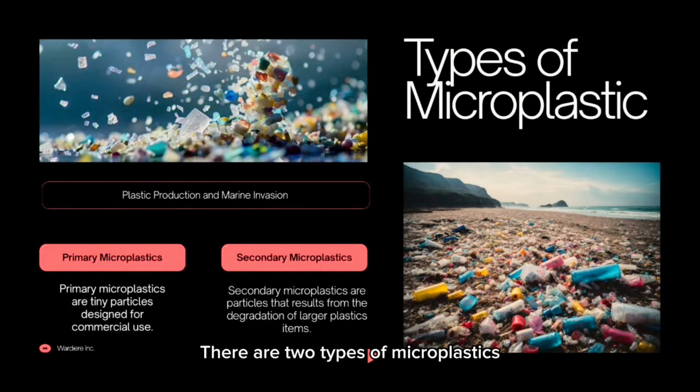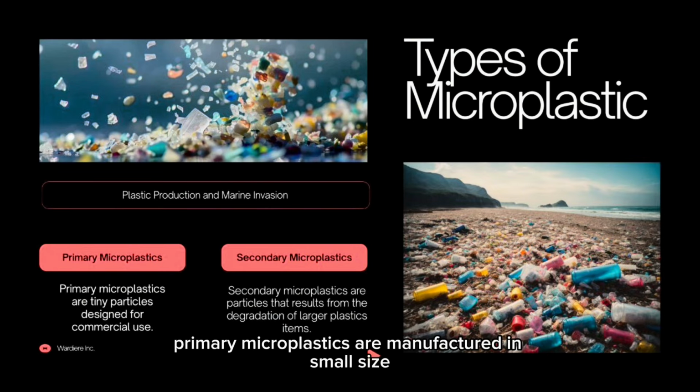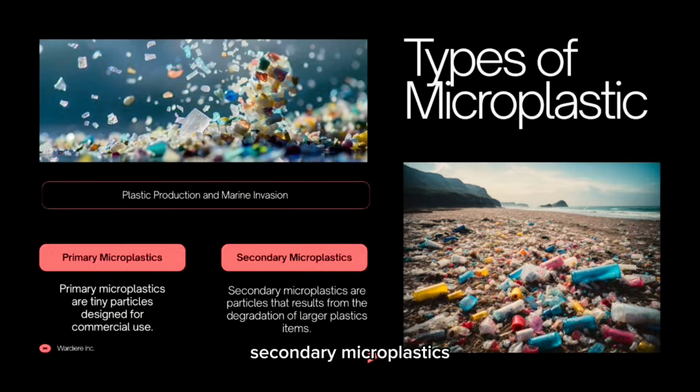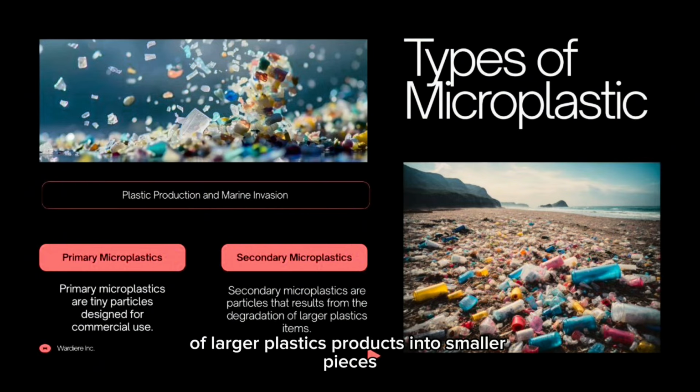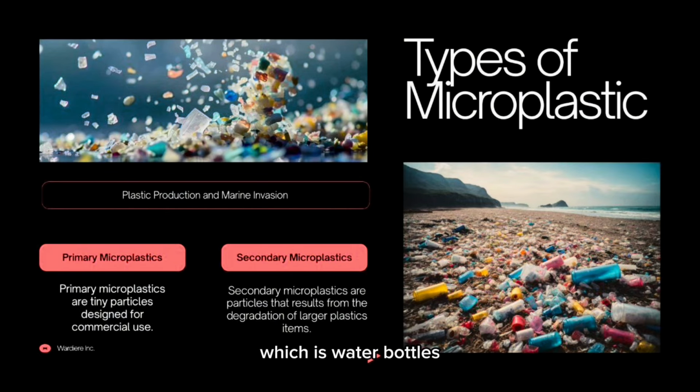There are two types of microplastics. The first one is primary microplastics. Primary microplastics are manufactured in small size, such as those from cosmetics and personal care products. The second one is secondary microplastics. Secondary microplastics are generated through the physical, chemical and biological breakdown of larger plastic products into smaller pieces, such as water bottles, plastic bags, road paint and synthetic fabric.